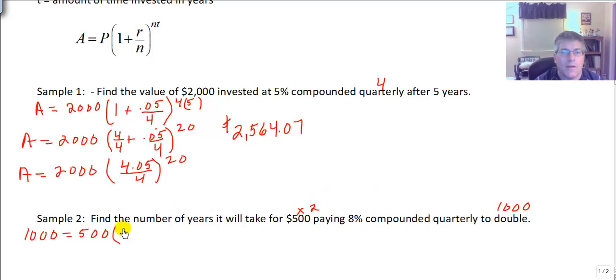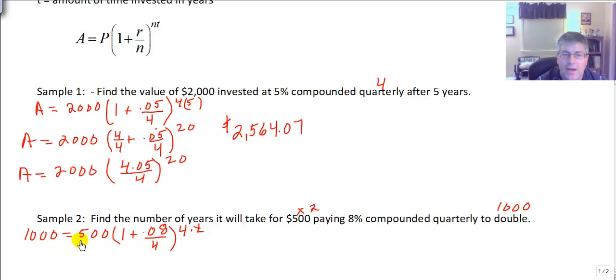And we're going to add 1, and we're going to pay 8%, 0.08, all over n, the number of times it is compounded, all raised to the n times t. So 4 times t. Well, we don't know t. That's what we're trying to find, the number of years.